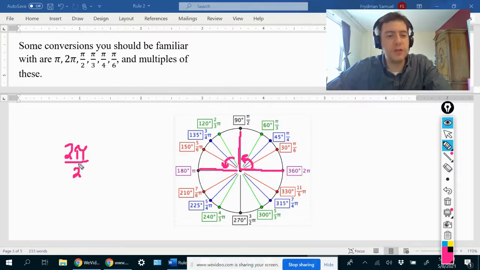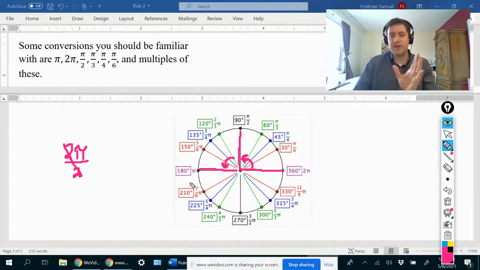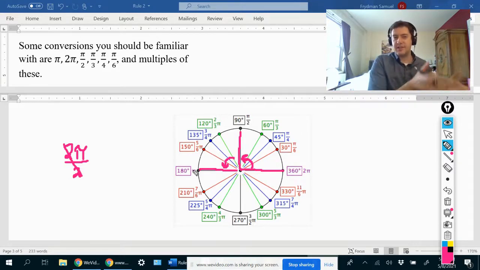And that makes sense because if I have pi over 2 but 2 of them, then that's the same thing as just having pi, which we already said was 180 degrees. So hopefully that makes sense. If pi over 2 radians is 90 degrees, then 2 pi over 2's would be 180 degrees. And 2 pi over 2's is the same as just 1 pi. 2 halves of pi is the same as 1 pi.